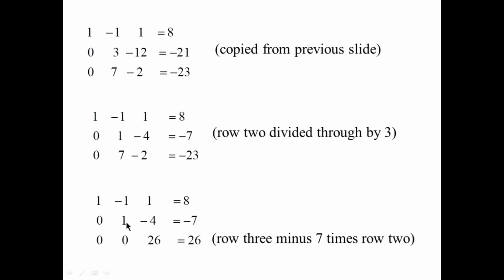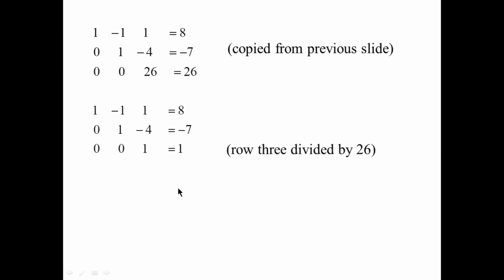Okay, so we've got our 1, 0. All we need to do is turn this into a 1, and we've got it. Copying forward. And we'll divide that last row through by 26. And we've created our row of 1s here. And everything below that row of 1s is a 0. Now, there's our row of 1s.